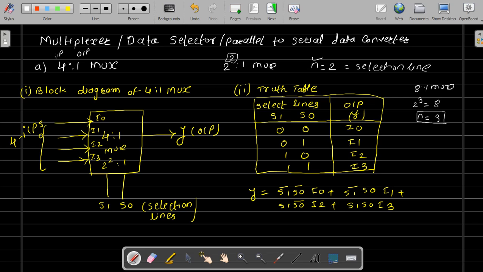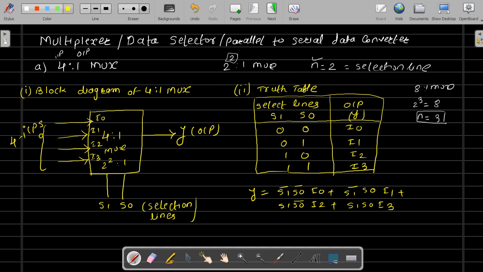These are the 4 inputs available at the transmitter, and any one will come at the output side depending upon the selection lines. As I have 2 selection lines, we know that with 2 inputs we can make 4 possible combinations: 0 0, 0 1, 1 0, and 1 1. These are the 4 combinations which we can make through S1 and S0.